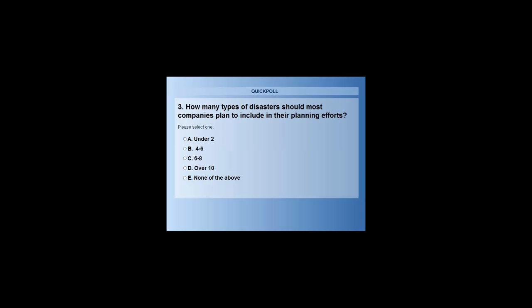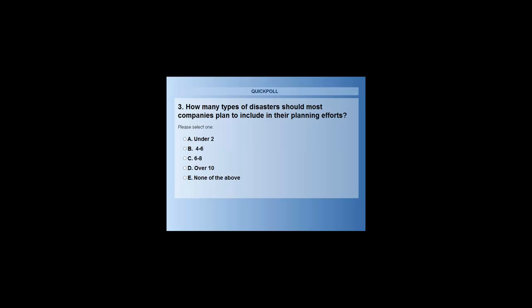The question for all of you is, how many types of disasters should most companies plan to include in their planning efforts? Under 2, 4 to 6, 6 to 8, over 10, and none of the above. We want to give you a couple of minutes to think about that and think about the impact of those different types of disasters on your company, and give an answer there. Again, we're looking for your best guess. This is not a test that you have to get right. Not right or wrong. This is basically making sure you're still there and paying attention. Right, and it's also a good teaser for the next topic we're going to cover.